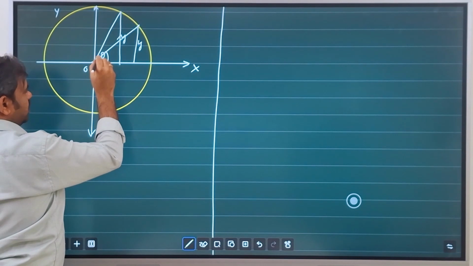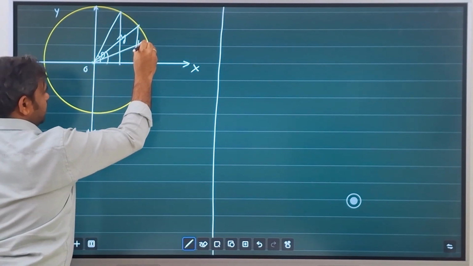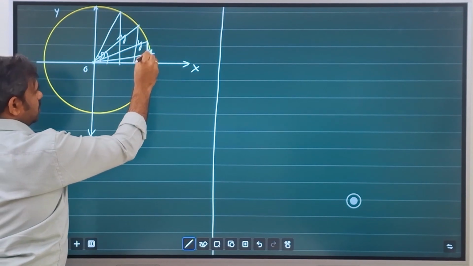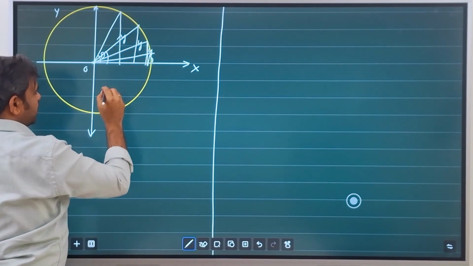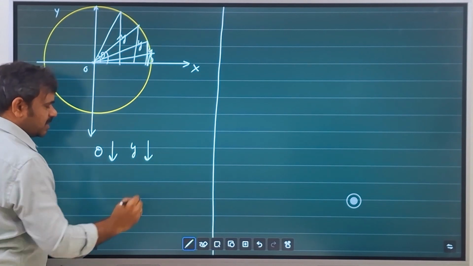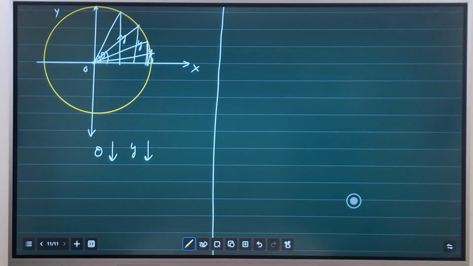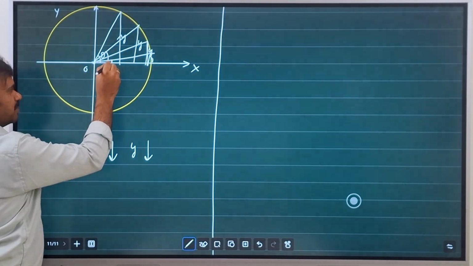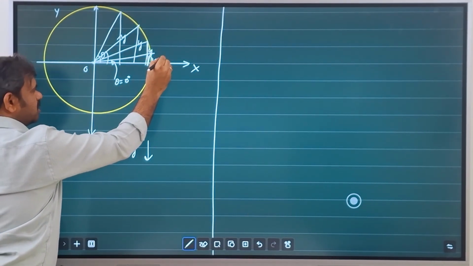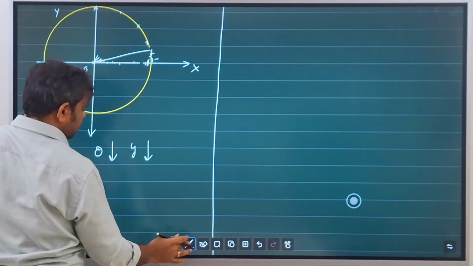Angle theta has changed, decreased. Decrease angle theta and draw one more right angled triangle. Decrease further and draw one more right angled triangle. So as theta decreases, the opposite side of theta also decreases. Y decreases, decreases, decreases. When theta becomes 0, y also becomes 0.